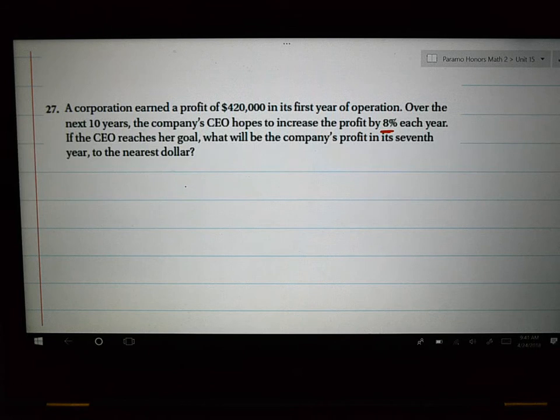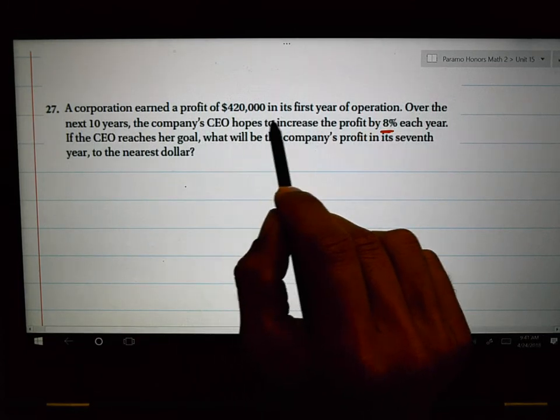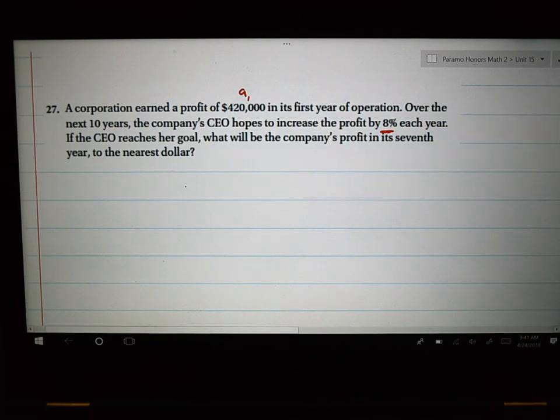The stock market barely earns on average 7 to 8% per year if you're lucky, depending what's going on in the economy. Okay? A corporation earned a profit of $420,000 in its first year of operations. That's our A of 1. Over the next 10 years, the company's CEO hopes to increase the profit by 8% each year. If the CEO reaches her goal, what will the company's profit be in its 7th year, to the nearest dollar? So what we have to do is figure out what it would be.